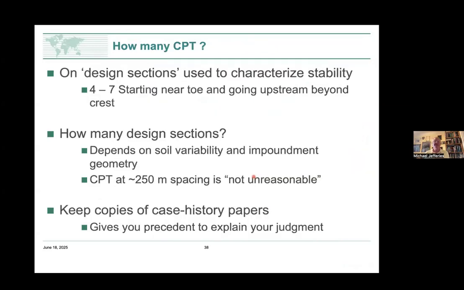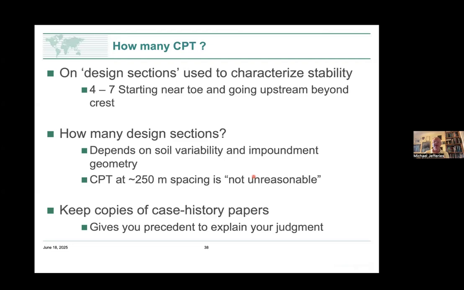So in terms of how many CPTs, my suggestions would be this. We've got to come up with how many design sections we are going to have to characterize stability. In a small project, we may have 1 design section going through the main dam. They may want to step out a couple of sides. We may have smaller dams in another place. But we need to say, okay, how many design sections am I looking at?